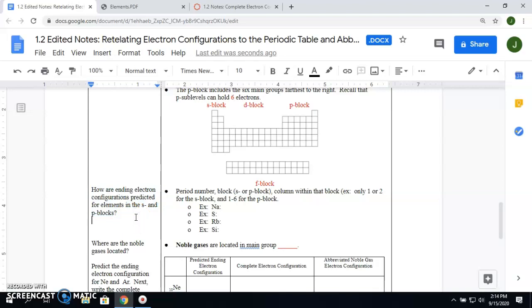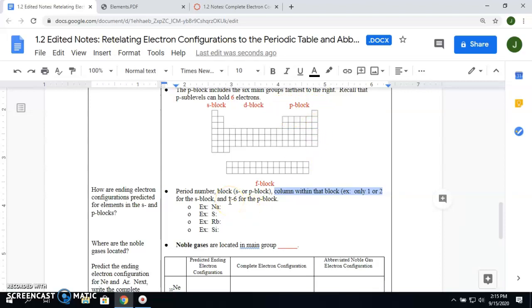Here's what we're going to do. We'll write down the element's horizontal period number. We'll write down the block that the element is in, either the S or the P block, and then we'll write down the column within that block. The numbers could be 1 or 2 if it's in the S block, or it could be 1, 2, 3, 4, 5, 6 if it's in the P block.